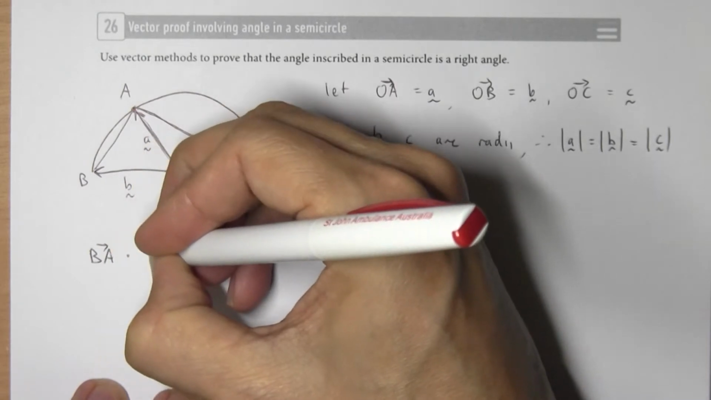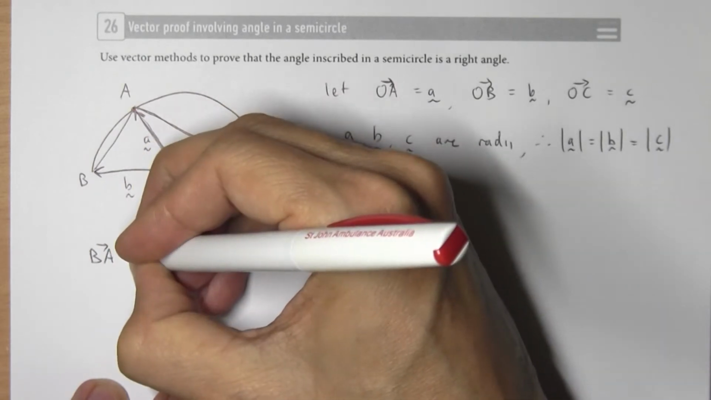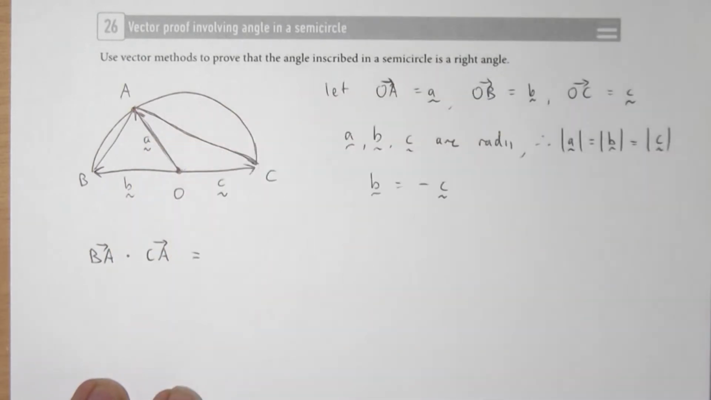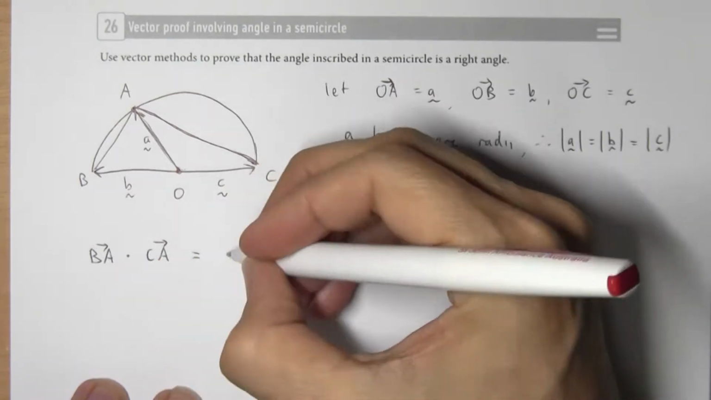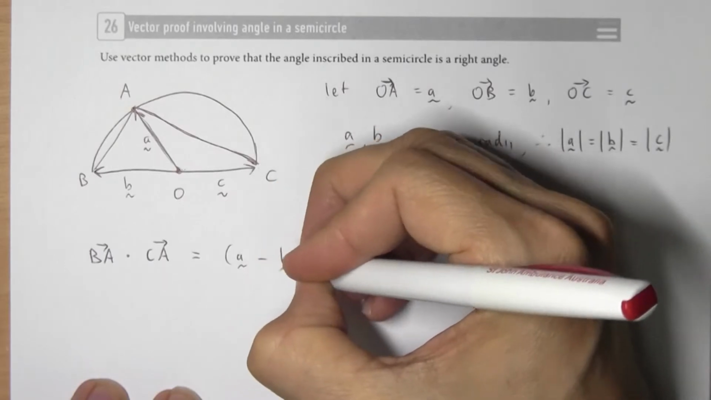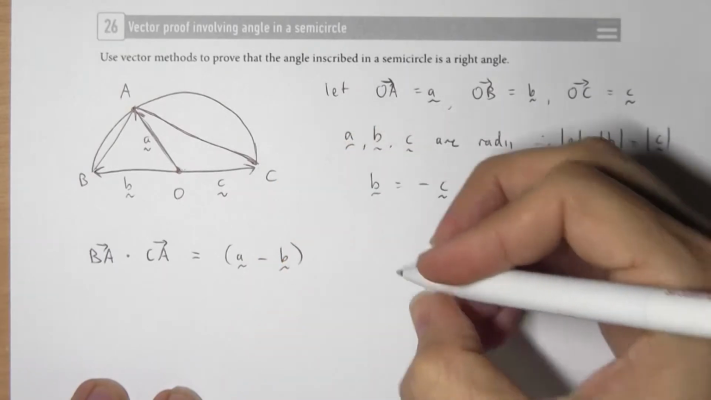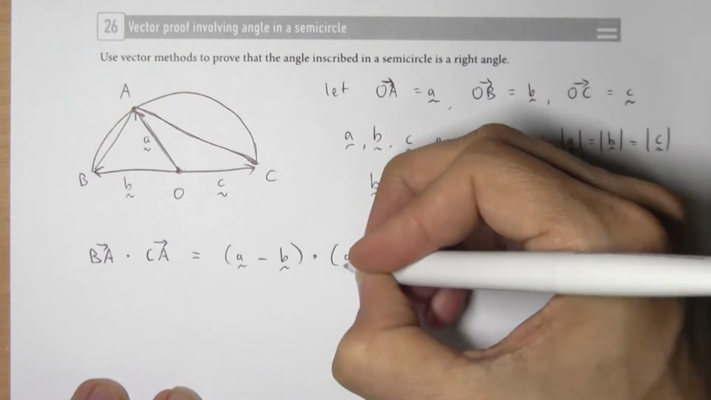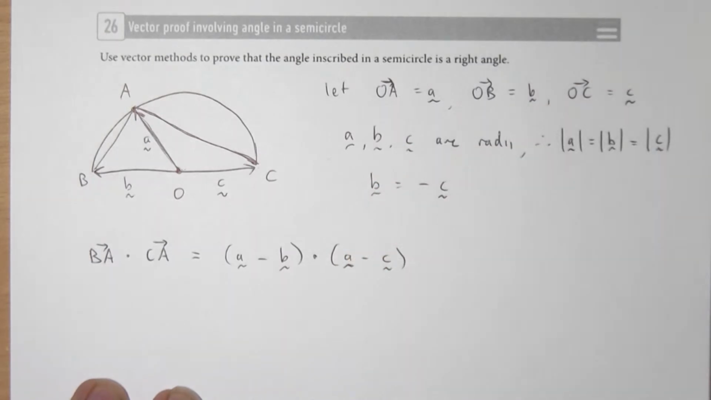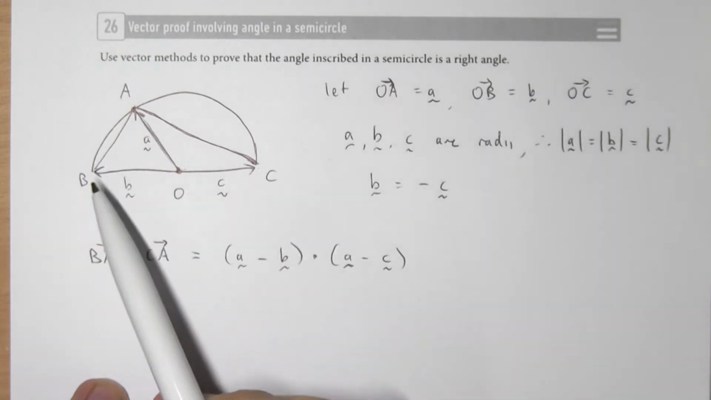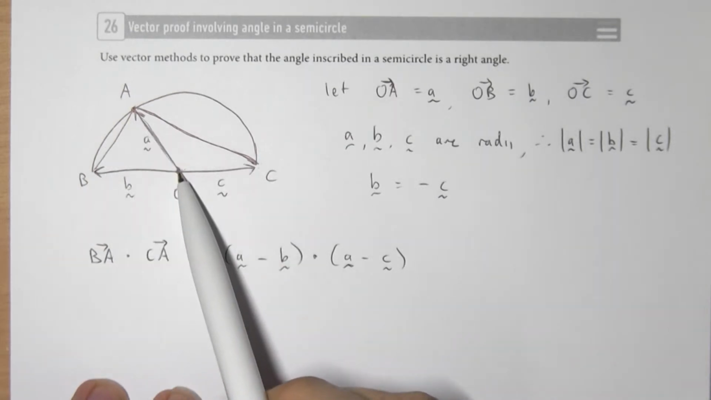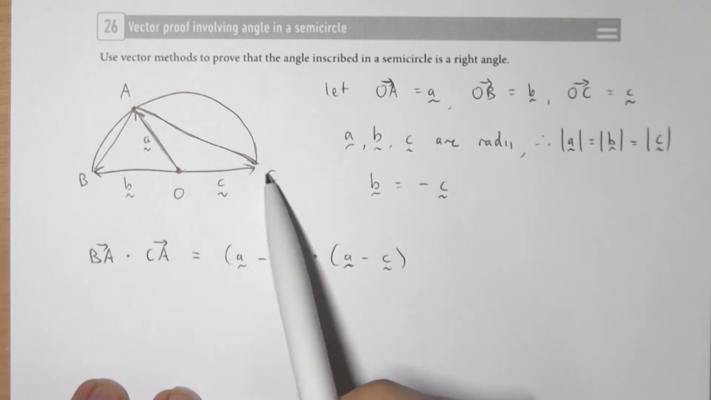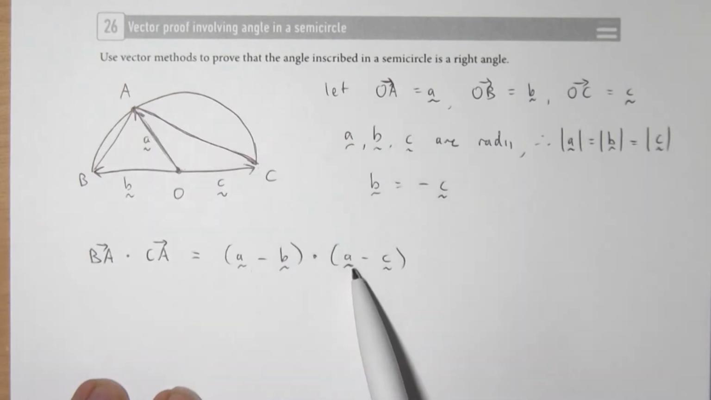BA dot CA. If I can show this is 0, I've achieved what I want. Well, BA is a minus b, and CA is a minus c. That's a standard way of getting from B to A. We go via the origin. Negative b plus a. Negative c plus a.